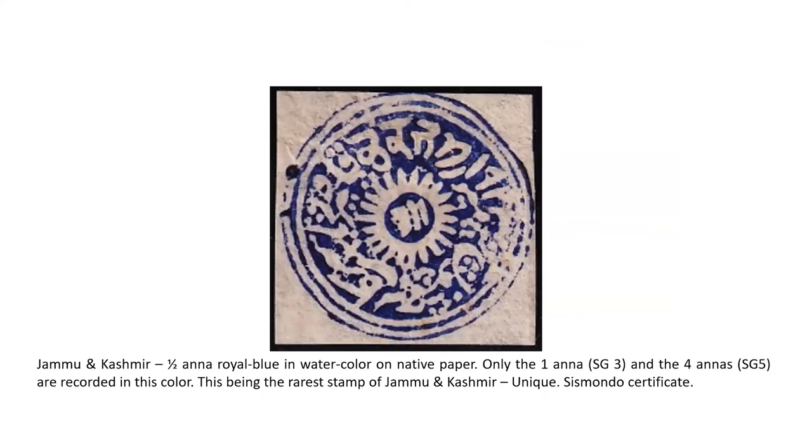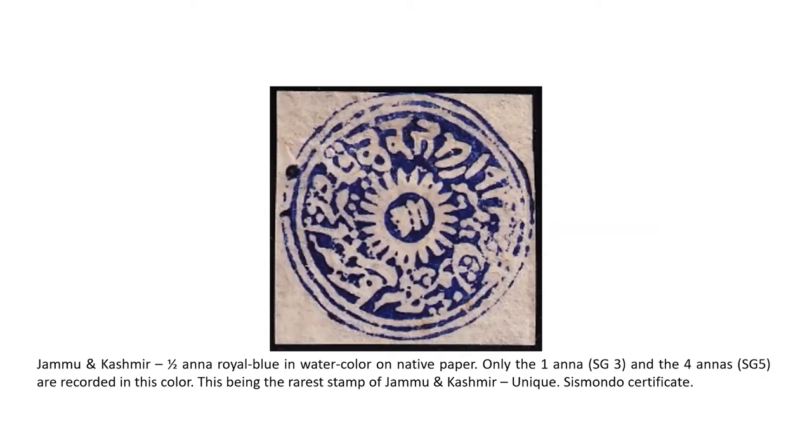This is the Half Anna denomination. The Half Anna, and these are the blues. They come in four different inks. I shouldn't call them shades. Four different blue inks were used at different times in the first issues of Jammu Kashmir.